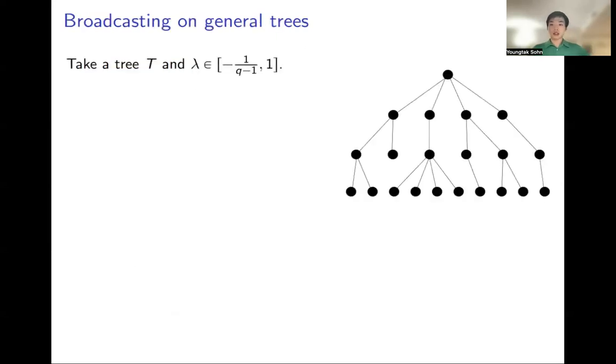And this neighborhood can be described in terms of what's called the broadcasting on general trees. So this broadcast process can be described in general as follows. Take a tree T, and lambda is some value between -1/(q-1) and 1. Suppose we color the root uniformly at random from 1 to q, with probability 1/q.